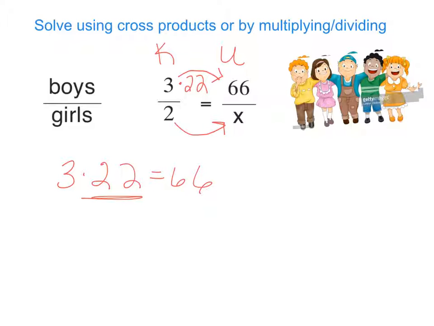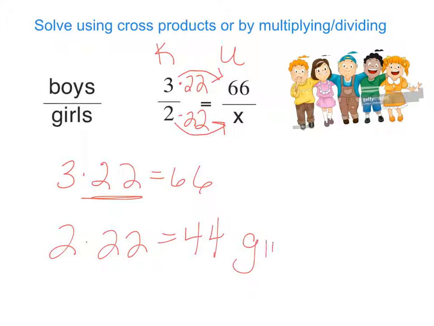Well, if I copy and paste that picture 22 times, I can figure out how many girls there are. I'm going to have 22 of those pictures. Each one had 2 girls in it. So 2 times 22 is 44 girls. You need to make sure that you're multiplying or dividing your ratios.